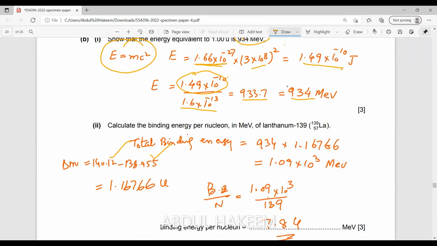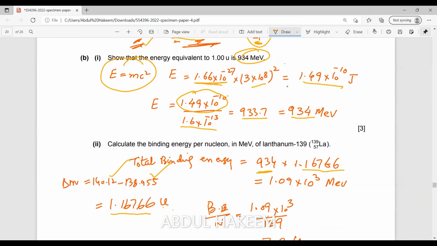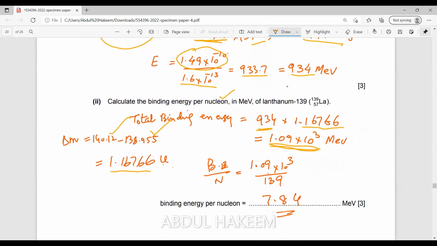Now calculate the difference of these two. It is coming 1.16776 U. Now 1 U is giving you 934 MeV. We have proved here. So we have 1.17. So this is the total energy released, the total binding energy of this nucleus. But the question is binding energy per nucleon. And how many nucleons are there? They are 139. So what is the share of each? So total binding energy 1.09 into 10 power 3 divided by 139. It is 7.84.